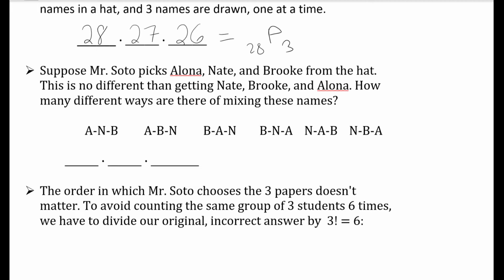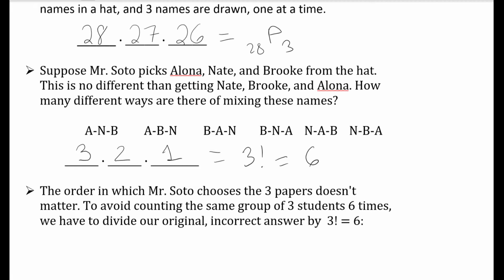So what we just did is the permutation of the 3 objects, right? Of those 3 objects in particular. For the first name, I have 3 choices. For the second name, I have 2 choices. And for the last name, I have 1 choice left. So in this case, there are 3 times 2 times 1, or 3 factorial ways of mixing these 3 names, or 6 ways.